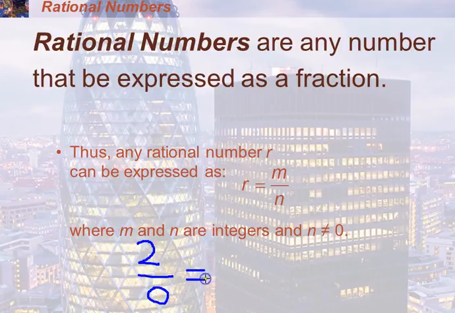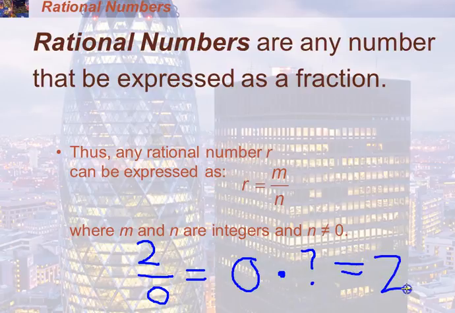what I'm saying is 0 times something has to be 2, right? And that's not possible. There's nothing that can do that. So that's why you can never divide by 0. So just remember that. That's going to show up a lot later, especially in our rational expressions unit. As long as these are integers and the bottom's not 0, that's fine.